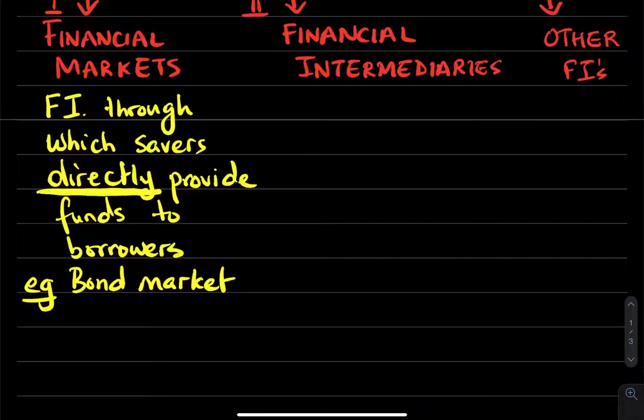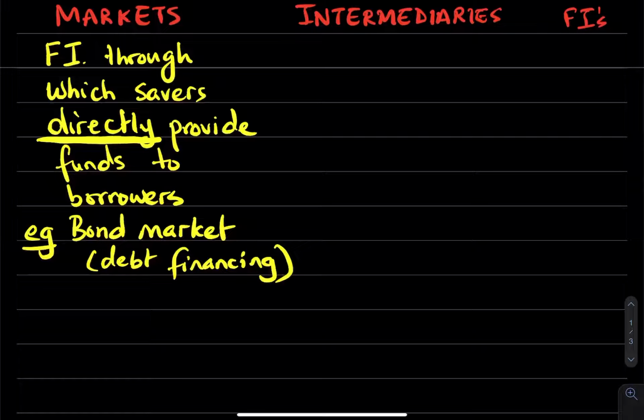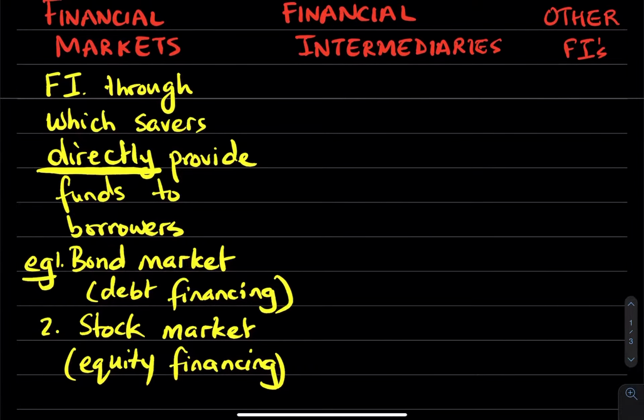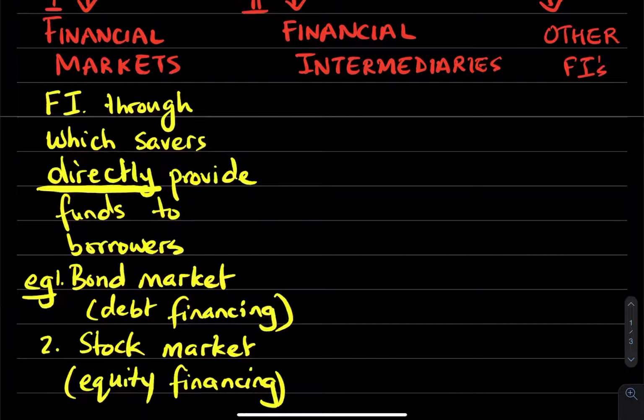If we engage in the bond market, that's usually called debt financing. And another type of market that you're very familiar with, so this is number one, number two is called the stock market. And if you were to engage in the stock market or the share market, this would be called equity financing. We'll learn more about what each of these markets does. Okay, so this is the first type of financial institution that we're going to learn about.